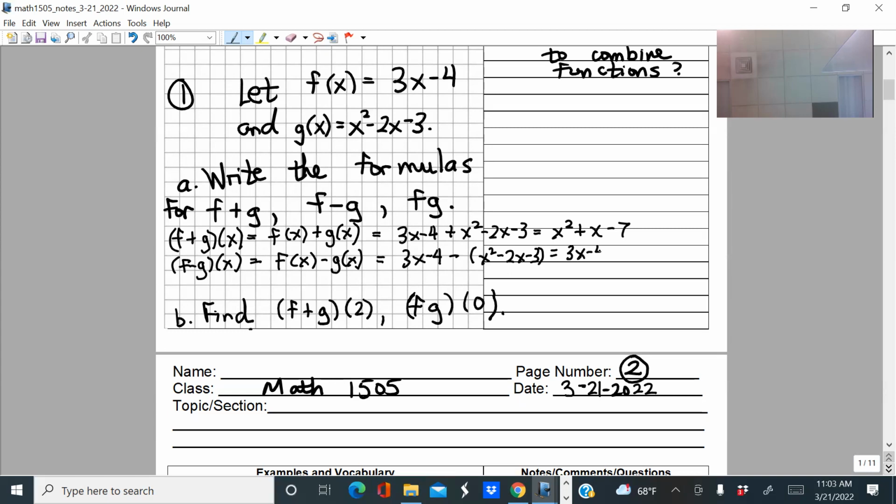So I have 3x minus 4 minus x squared plus 2x plus 3. And what like terms can I add together there? There's only one x squared term, so that's minus x squared, and then plus 5x, and then minus 1. So there it is, the formula for f minus g of x. Notice the way you read that off the page: f minus g is the name of the function of x. Now, the one that's probably the worst is f times g of x.